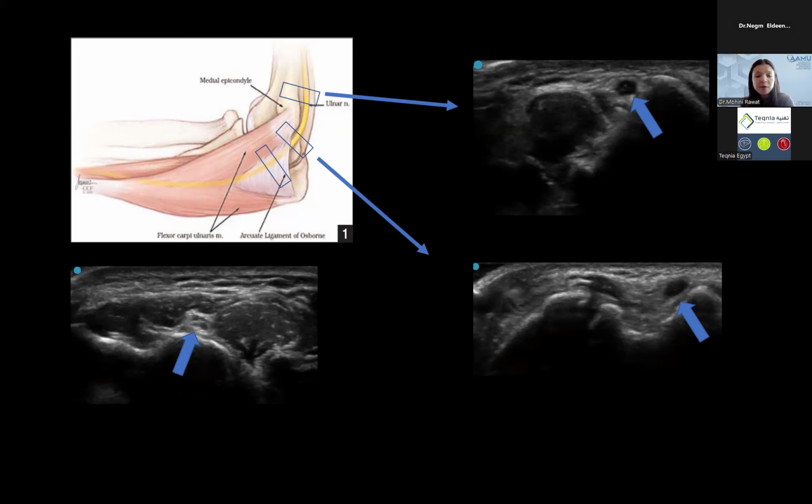It's the same nerve, same neural texture or neural structure, but you can see different signal here. So it's more hypoechoic here and it's hyperechoic here.